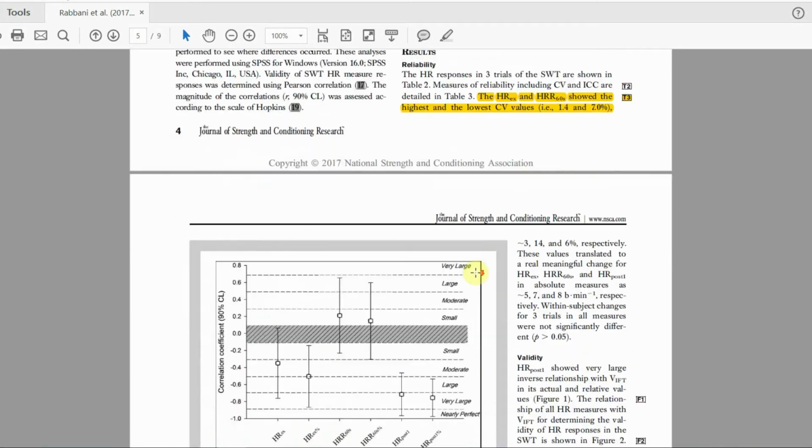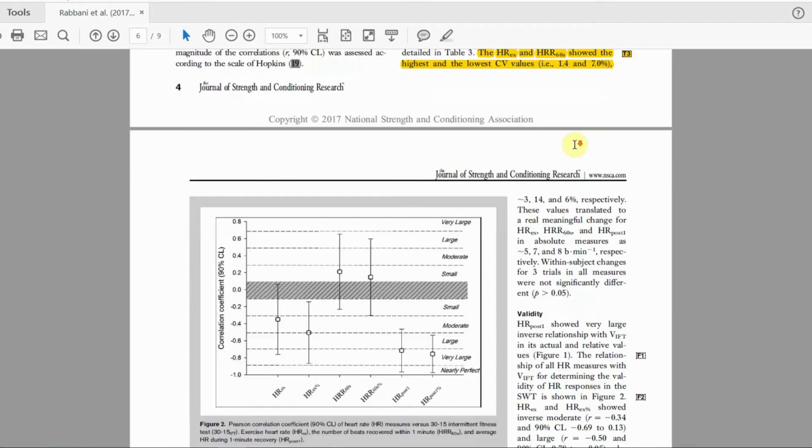The results showed that the heart rate exercise had the highest reliability, or let's say the lowest coefficient of variation, 1.4%. And the heart rate recovery 60 seconds had the least reliable measure, at 7% in terms of the coefficient of variation.